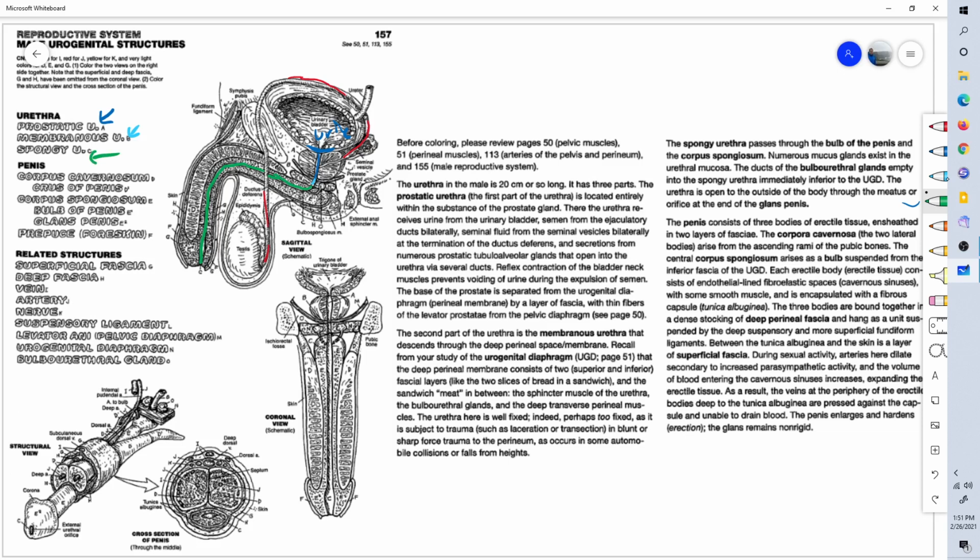Now, the penis itself has a couple of spongy cavernous tissues, one called the corpus cavernosum, which is this structure here. And it is cavernous, like a cave, in that it has lots of empty space in it. And moving down here, that's the corpus cavernosum.